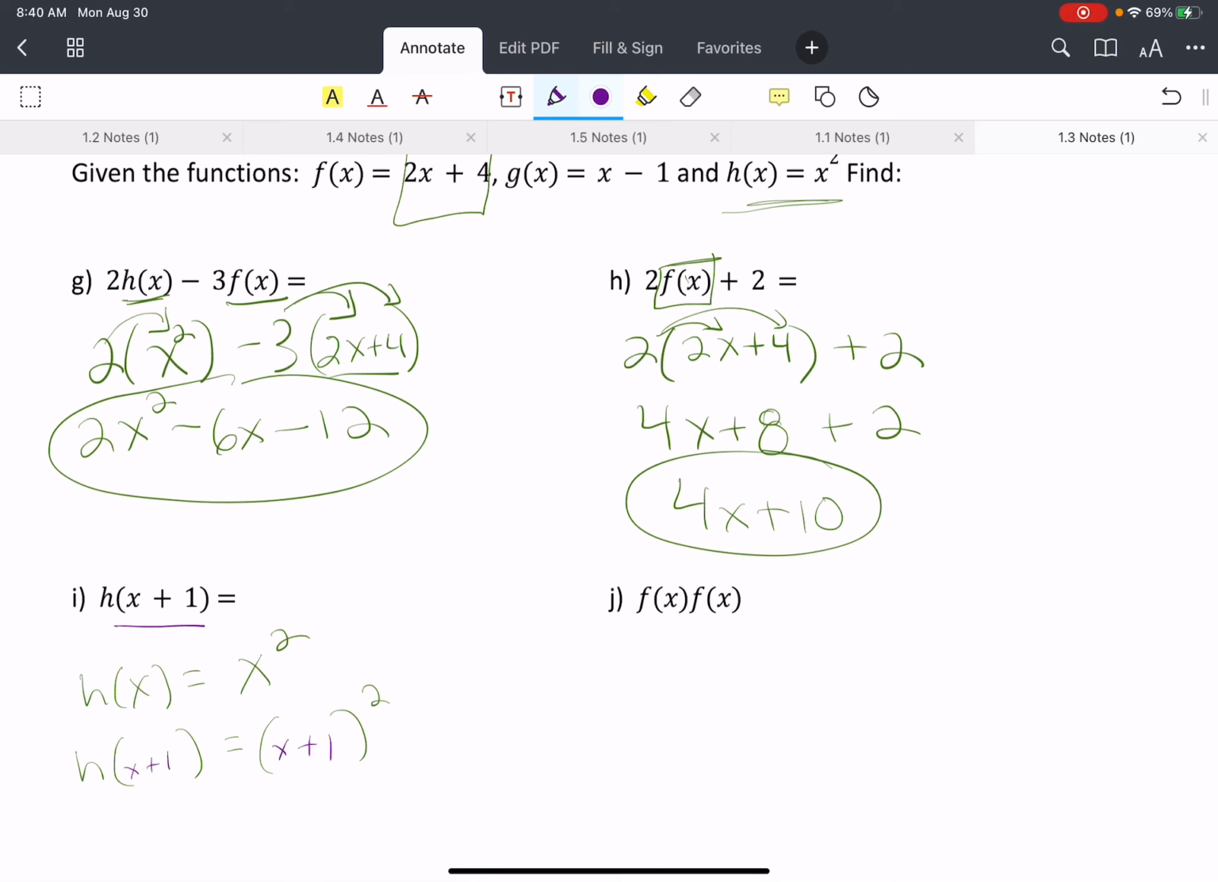Am I going too fast, you guys? No, most of you are saying no. Is this distributing? Do I distribute it too? Is this 2 the same as this 2 in part H was? No, this was distributing. This is not distributing. This is foiling. This is telling me I've got x plus 1, the same thing times itself twice.